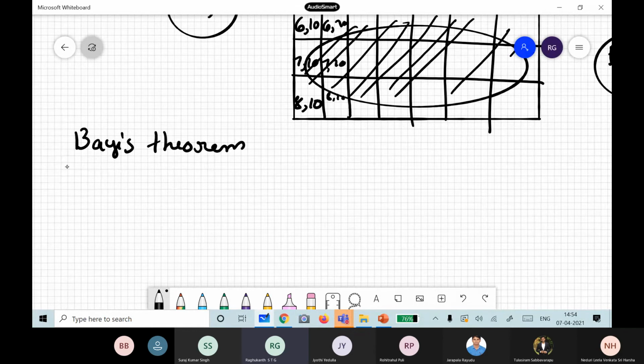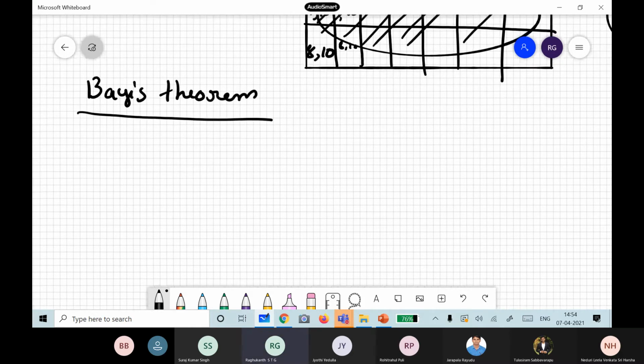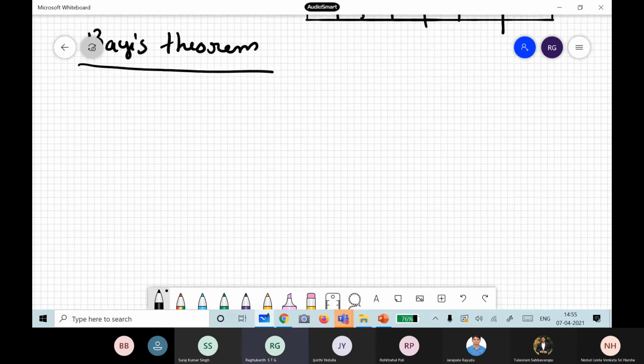What is Bayes theorem? Any of you remember? It is linked to probability theory, total probability theorem itself. So any of you had an idea about Bayes theorem? See, Bayes theorem is what we call an inverse of total probability theorem.